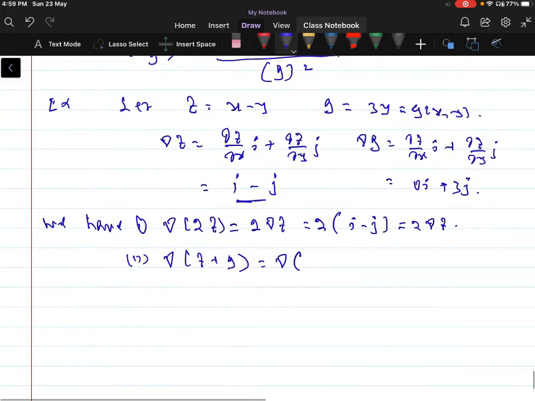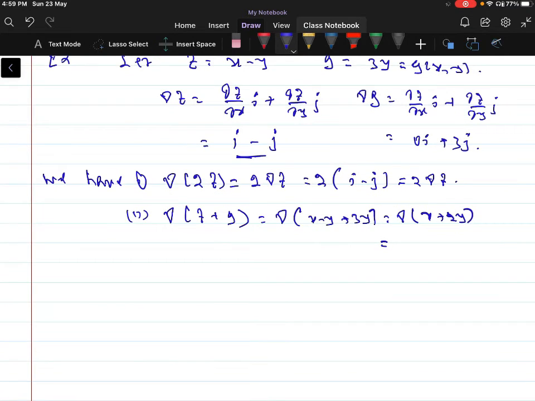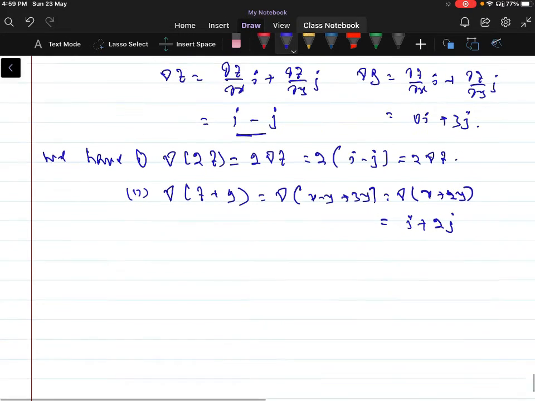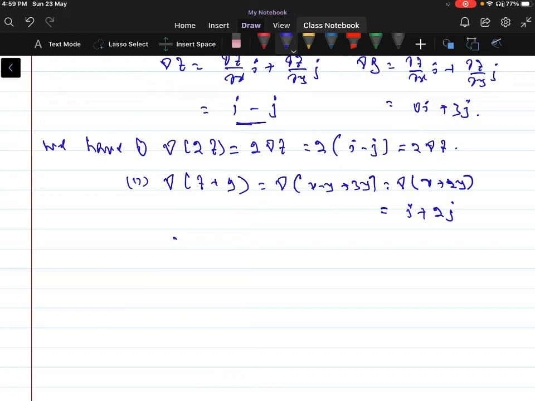what is the gradient of f here? F is x minus y plus 3y. So that can be written as gradient of what? X plus 2y. So gradient of x plus 2y is, you can write dou f by dou x, that is I cap plus 2 into what? j cap.